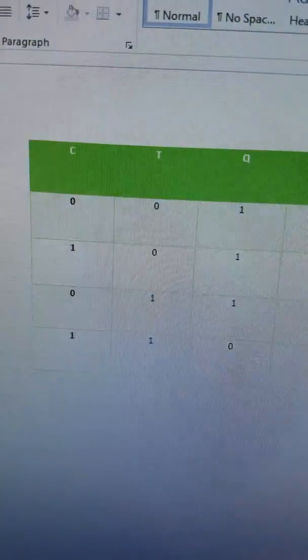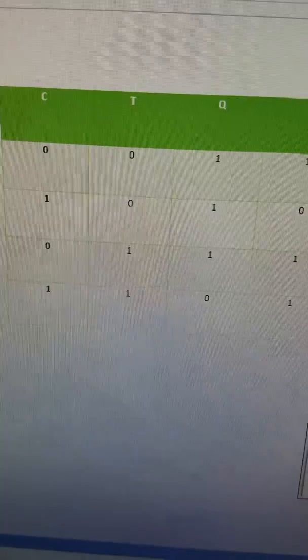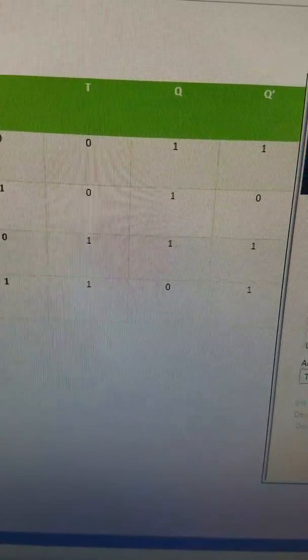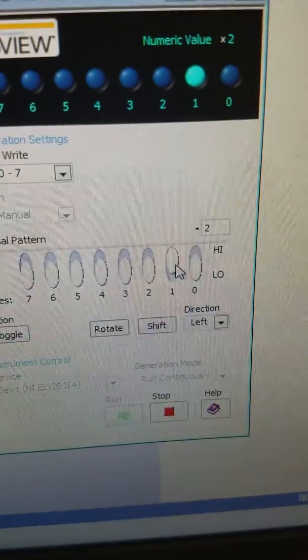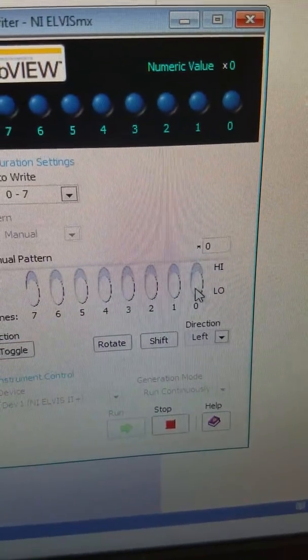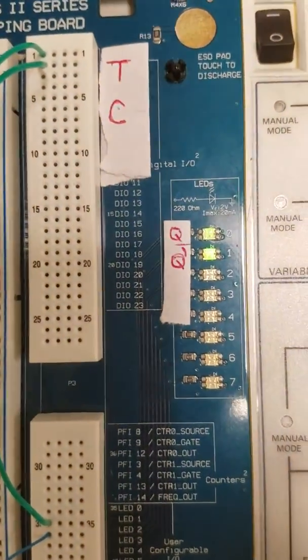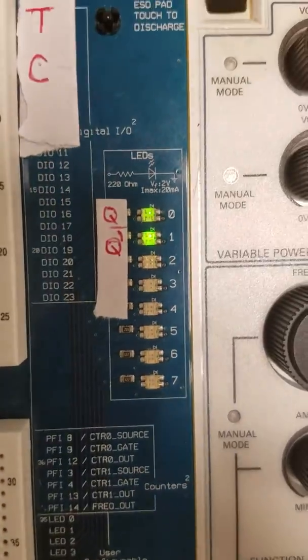For the next case, when T is high and C is low, we can see that Q and Q prime are going to be high. So C is low and T is high. We're expecting both Q and Q prime to be high. And we can see that that's what happens.